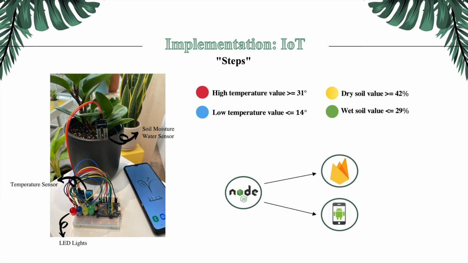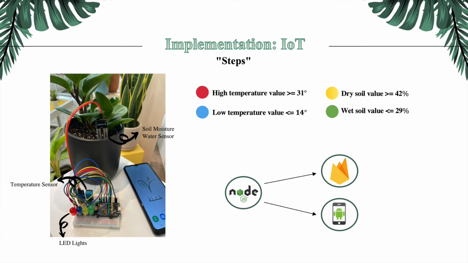Clearly, first, the sensors begin to detect values from either the ambient temperature or the soil moisture, and when they obtain an improper value, a LED light will turn on based on these four cases. Red LED light indicates a too high temperature value, which is more than or equal to 31. Blue LED light indicates a too low temperature value, which is less than or equal to 14. Yellow LED light for dry soil, that is more than or equal to 42, and green LED light for wet soil, that is less than or equal to 29.